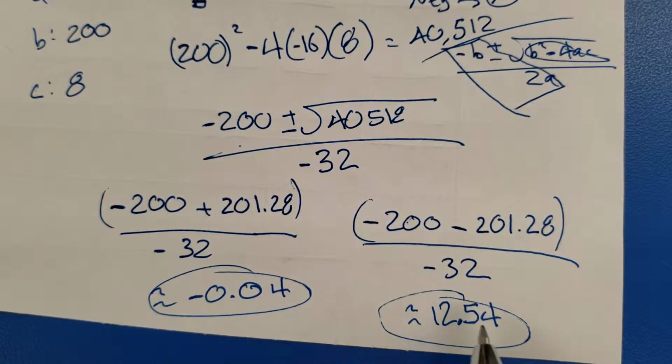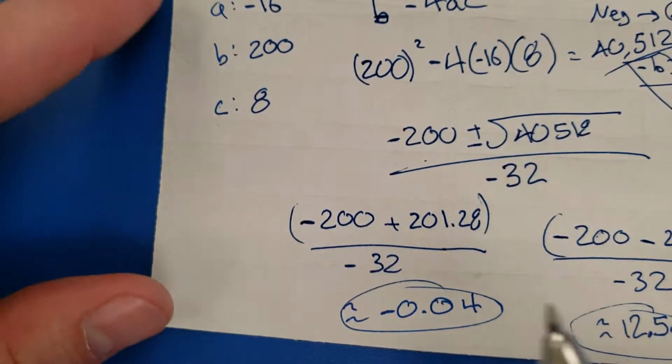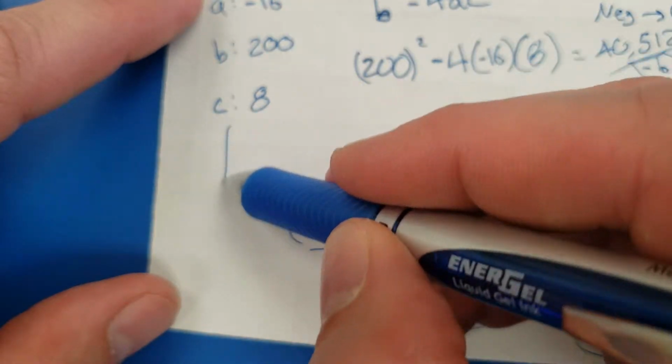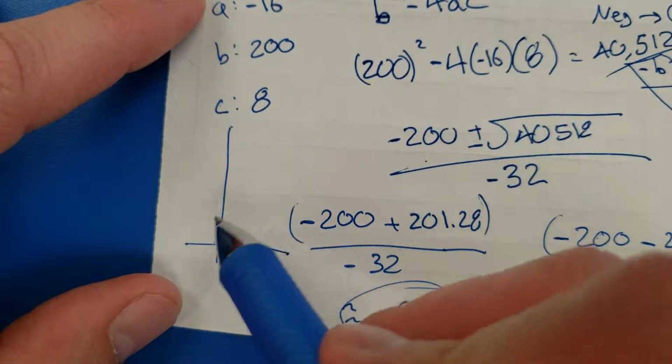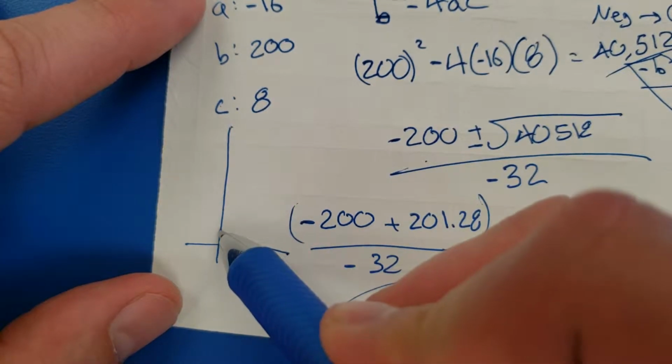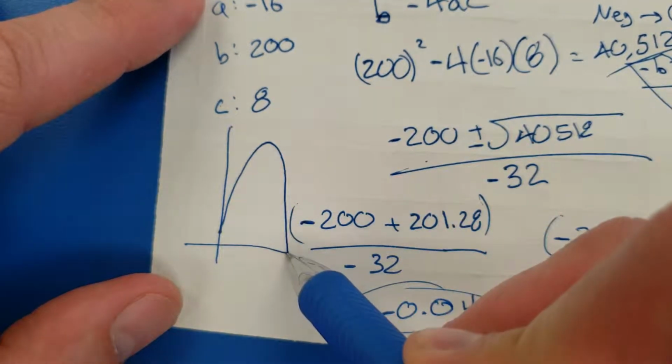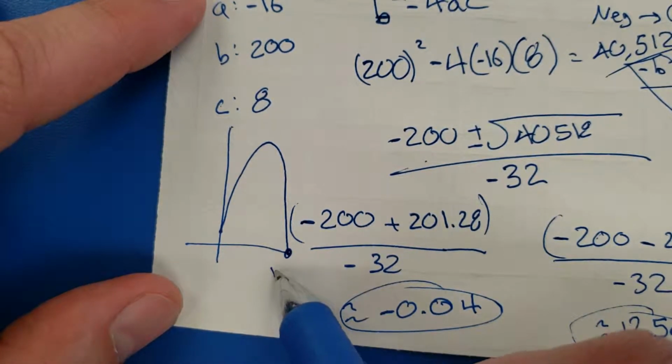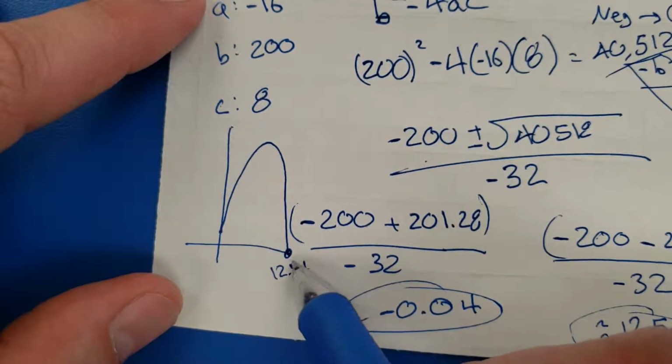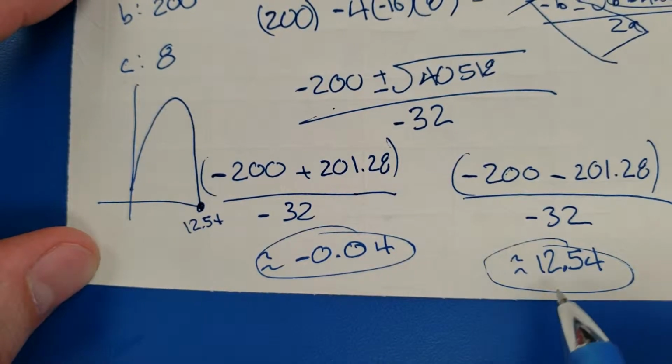So again, why do you get a negative and a positive? Well, if I were to sketch a quick picture of the projectile situation, okay, here's the ground. Here's when it throws at 8 feet. It goes up forever and ever and ever. It comes back down. So here's my 12.54, okay? That's when it's going to hit the ground, this guy.